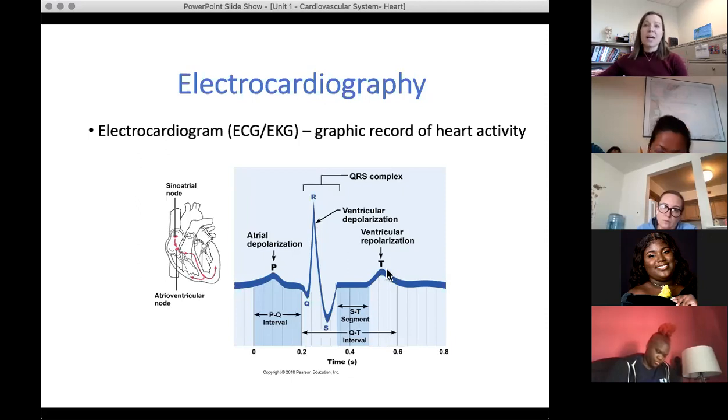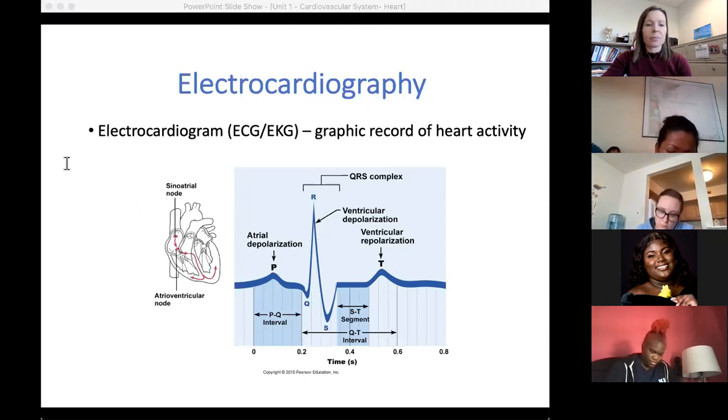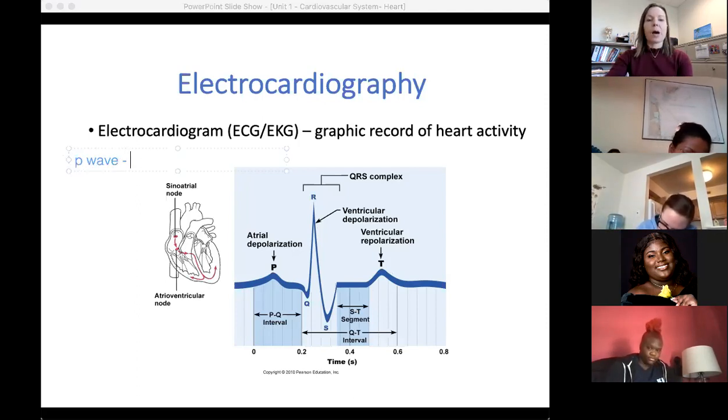So I'll just tell you basically what is happening in the heart when you see each of these parts of the EKG. The P wave is caused by, and I'm gonna spell this for you guys, atrial depolarization.